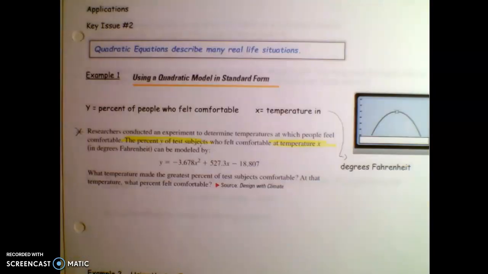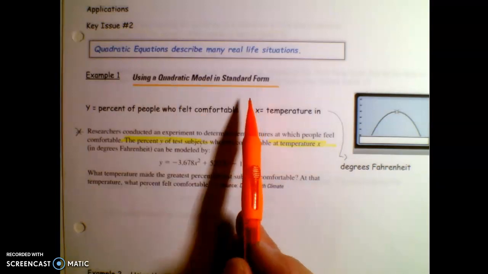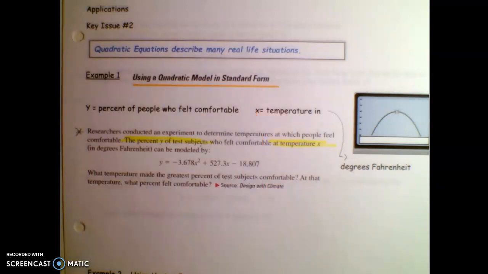Okay, so what we just did was we practiced a skill. And you're going to practice that skill on your lesson 1.5 practice sheet. The next thing I want to do is talk about real life situations. So how do we apply quadratic equations to real life situations? Example 1, using a quadratic model in standard form. So the next few are all just going to be standard form.